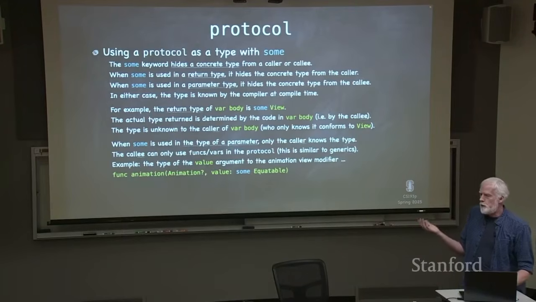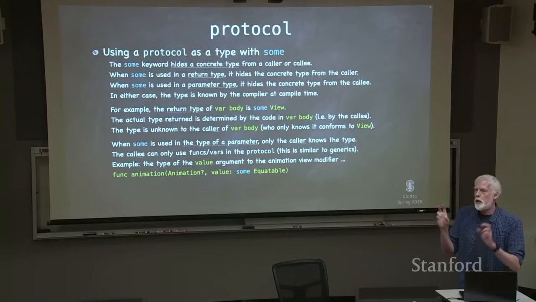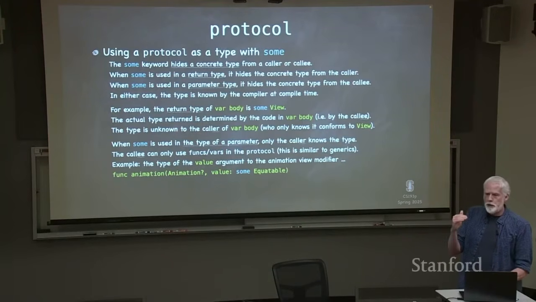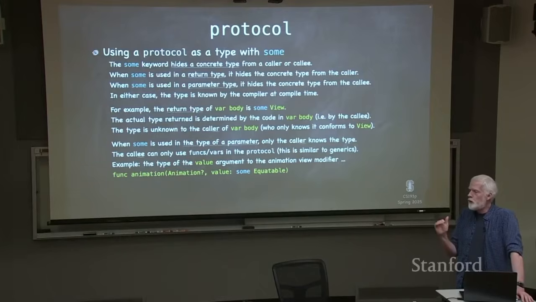And then on the other side, we actually had an example of it, which was the animation view modifier. Remember, its value argument was some Equatable. That means it can be anything, but it's an Equatable. Inside the implementation of this view modifier that Apple wrote, it can only call equals equals on that thing. That's all it can do, because that's all it knows that it can do. It knows nothing about what it is. But on the outside, of course, we know exactly what we're passing to animation, right?